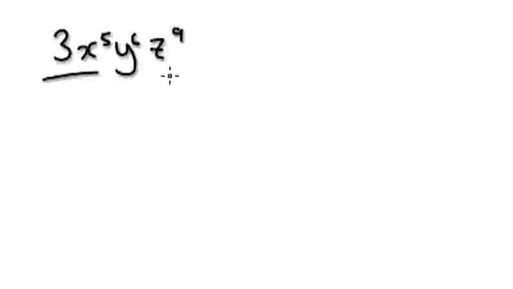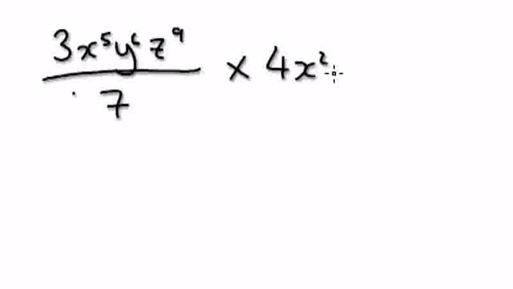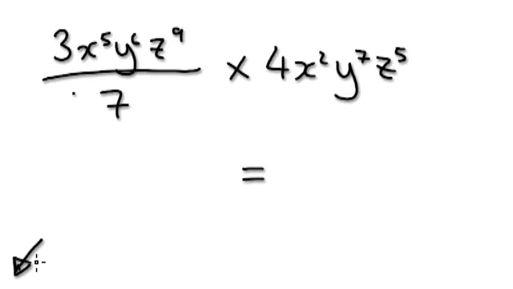So let's continue with our practice. Let's say 3x to the power of 5, y to the power of 6, z to the power of 9, over, let's say, 7 times 4x squared, y to the 7, z to the 5, all to the power 5. What is this? So press pause and have a go. Remember, you're multiplying it to the top, okay? Because it gets multiplied to the top. So pause and have a go.